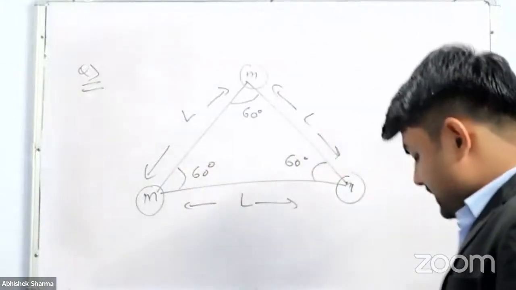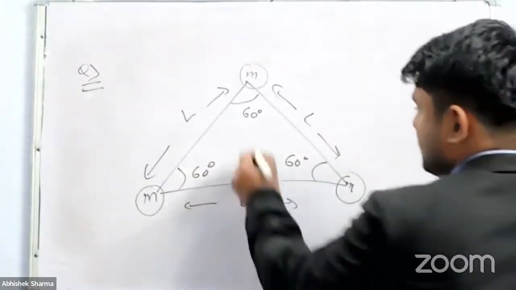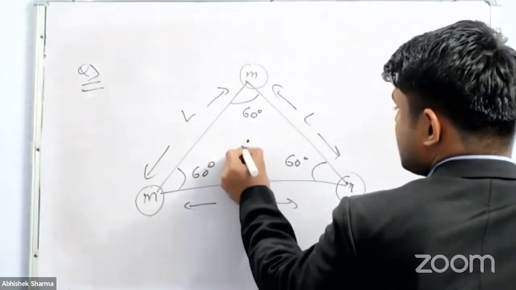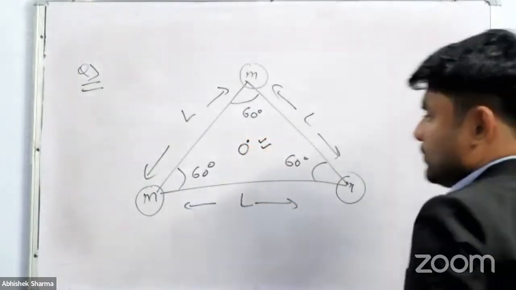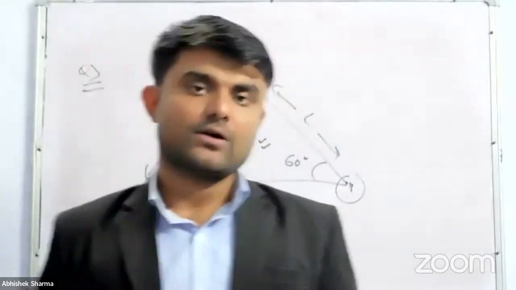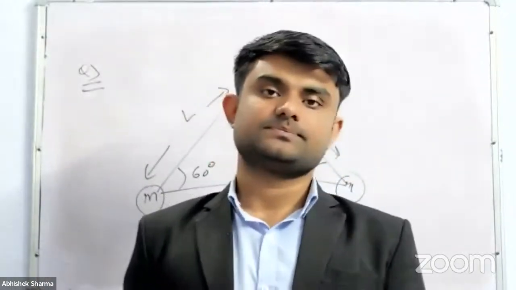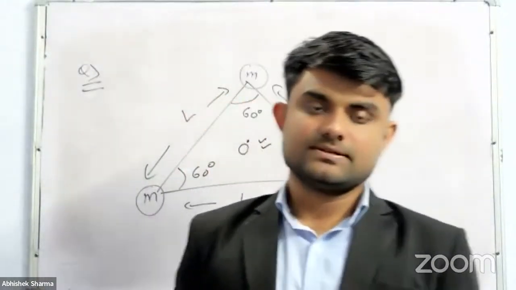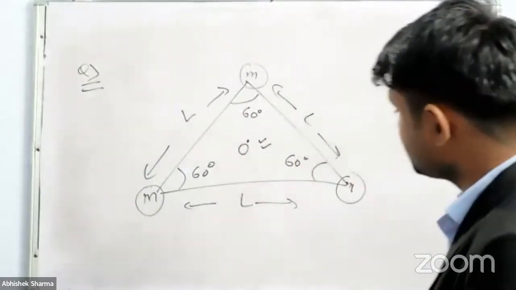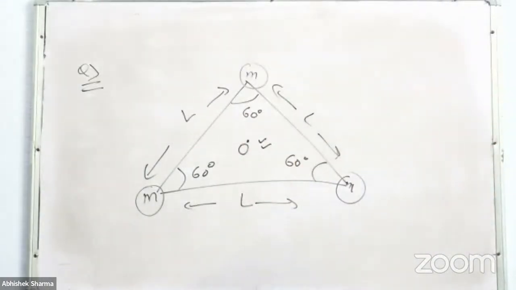Now you are asked to find the gravitational field strength at the center O. You can take this center as the centroid of this equilateral triangle. Please find it out. How will you solve this? Take your time and try to solve this.